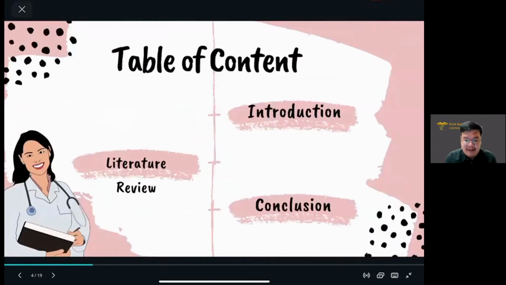So in this presentation, we will discuss three main topics. The first one is the introduction, the second one is the literature review, and the third one, the last part, is the conclusion.